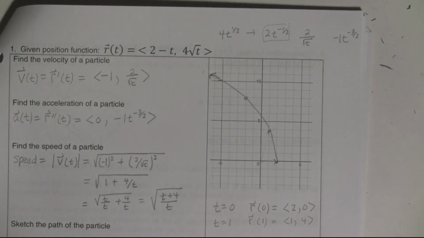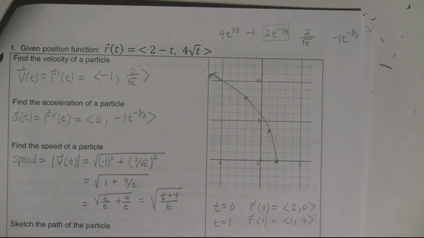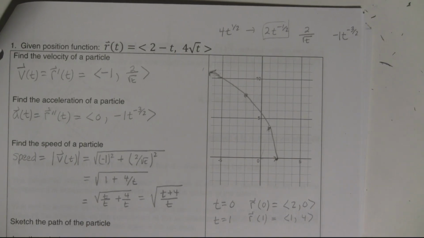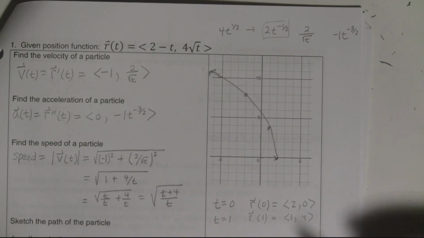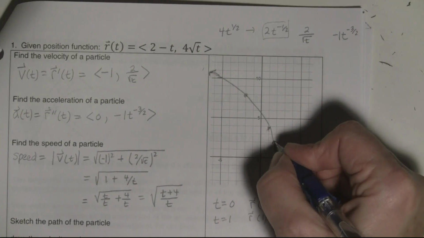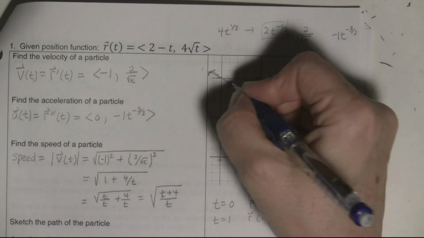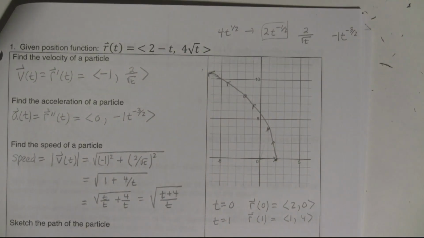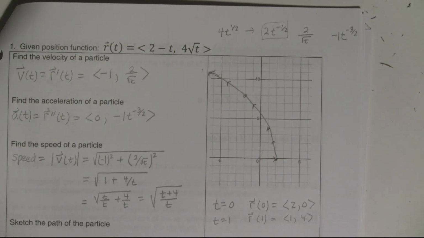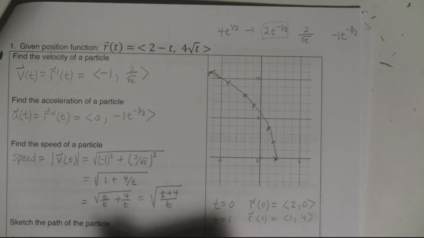But here at so this is the direction it's going in. Okay, so I now have arrows on there. Draw the velocity and the acceleration vectors for t equals 1.